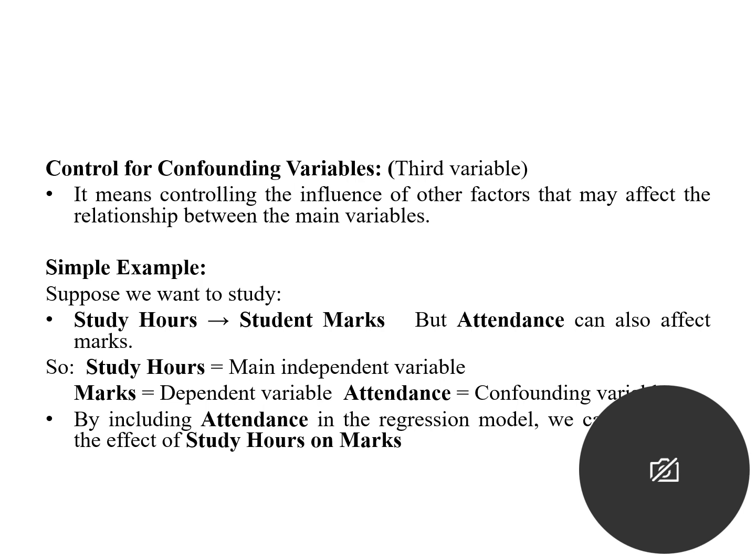Now let us see a simple example. Here, study hours to student marks. Here, study hours is a variable and student marks is also a variable. Study hours is an independent variable and student marks is a dependent variable. Here, a third variable is present, which is attendance. If we include attendance in the regression model, we can better estimate the effect of study hours on marks.